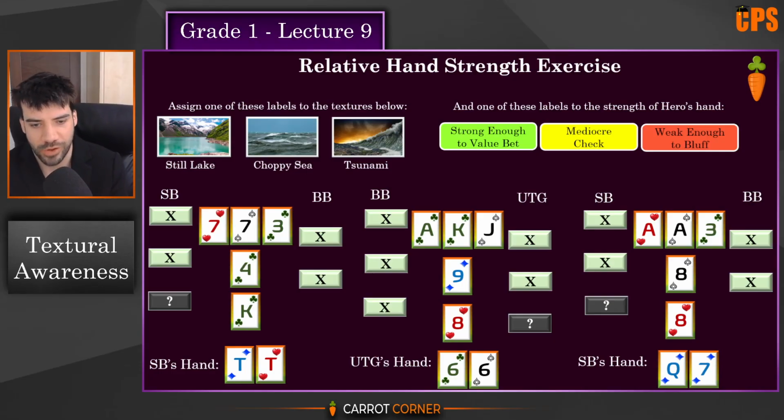You'd be like, okay, I've got like fourth pair, fifth pair. This is just a check down hand. It's not good enough to value bet. But that's actually the wrong question. The question Under the Gun should be asking themselves on a tsunami texture such as this one is actually, is this hand weak enough to bluff? And I believe the answer is a comfortable yes.